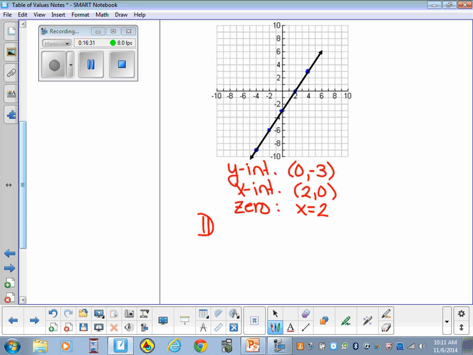Okay, so this time I'm also going to ask you for domain. What's my domain? Brandon? All real numbers, because the line goes on and on forever. So that line keeps spreading out until it covers all real numbers. So our domain, x such that x equals all real numbers. What about our range? All real numbers again. And again, it just keeps going forever, up and down.